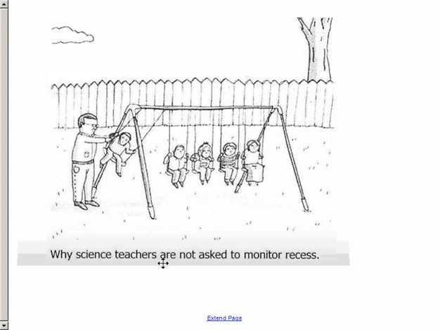I'm starting though with a little joke. Please read it, see if you understand.